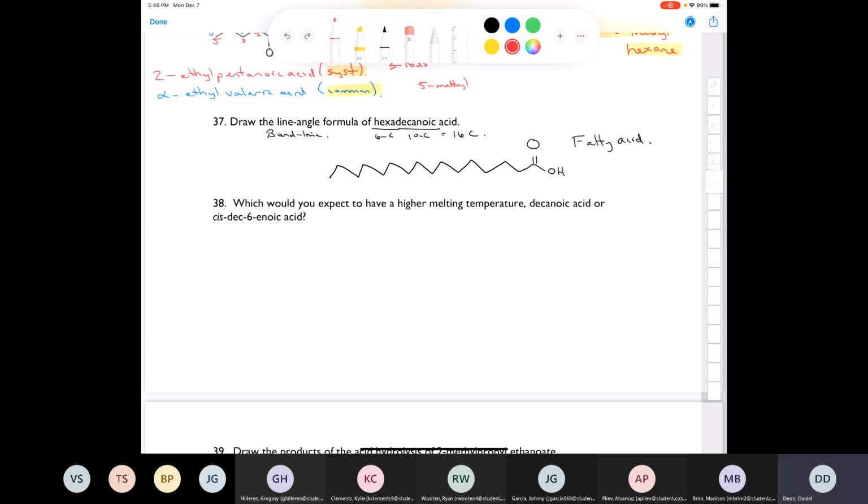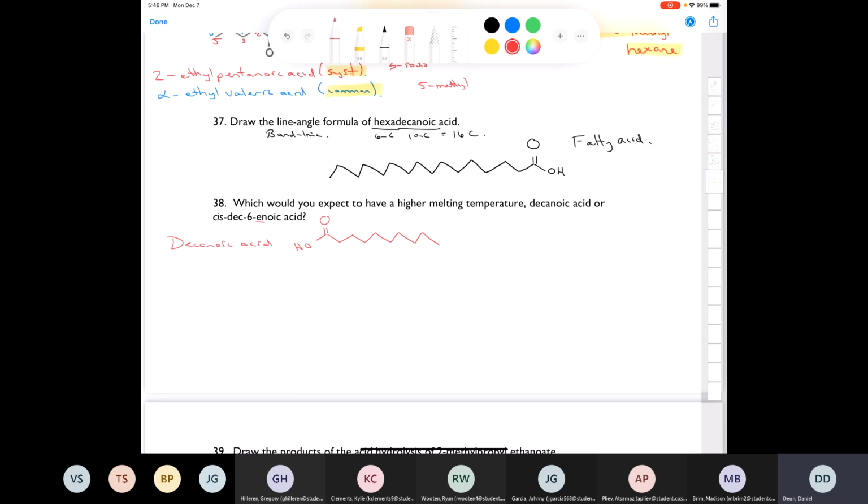Anyhow, which would you expect to have a higher melting temperature, decanoic acid or cis-dec-6-enoic acid? Let's start by drawing them out. Okay, and you don't even have to do this to solve the problem. Decanoic acid, so that's going to look like this. What do we got here? 1, 2, 3, 4, 5, 6, 7, 8, 9, 10.